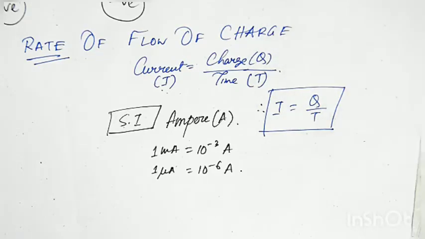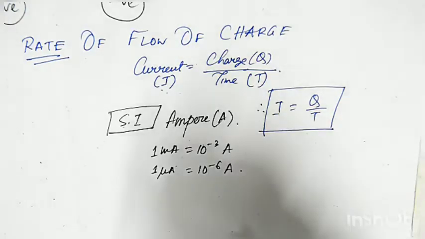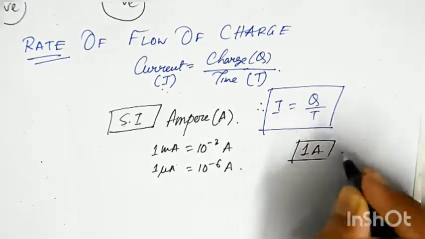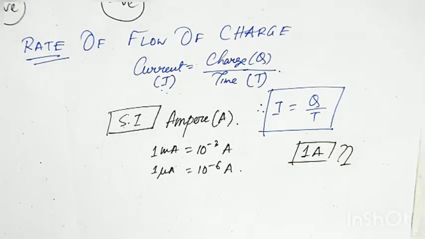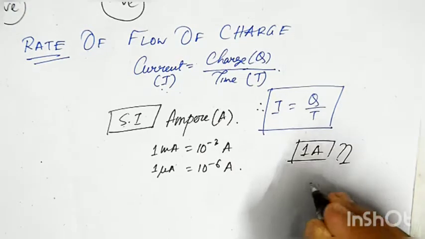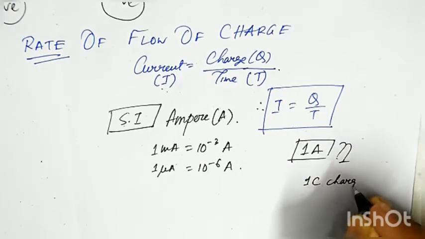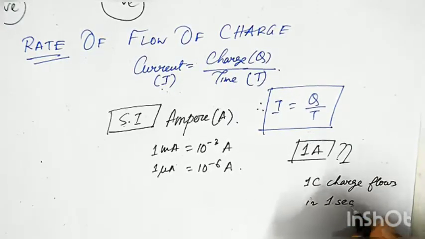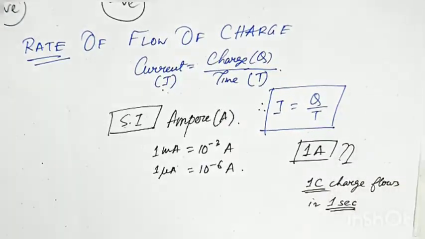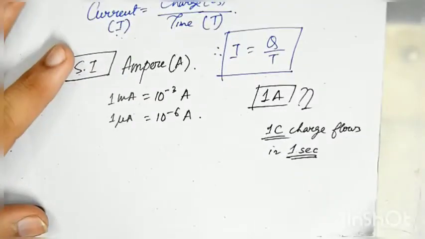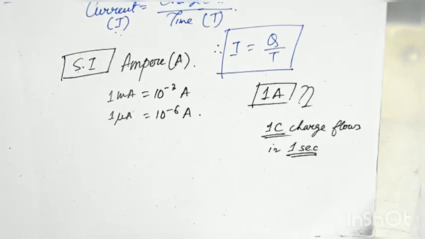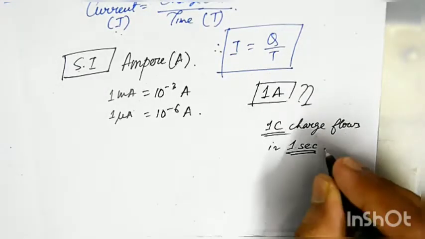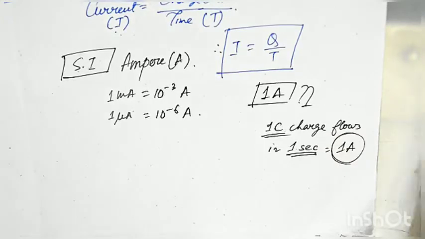Now, what is the definition of current flow? That is understood. It can also be asked, define 1 ampere. What do you mean by 1 ampere current flow? It's a tactically asked question, so you can ask this very easily with some numerical values. If 1 coulomb of charge flows in a circuit in 1 second, the amount of current flowing is called 1 ampere. Clear?